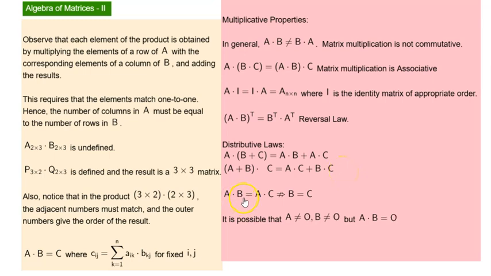Now, A times B equal to A times C does not imply B is equal to C. What does that mean? It means that we can't cancel A on both sides of the equation to get B equal to C. Okay. Now, it is possible that A is not equal to a zero matrix, B is not equal to a zero matrix, but the product of A and B is equal to a zero matrix.